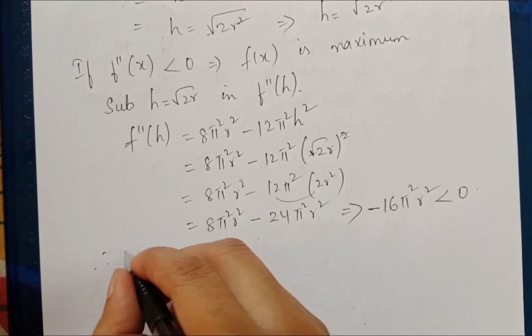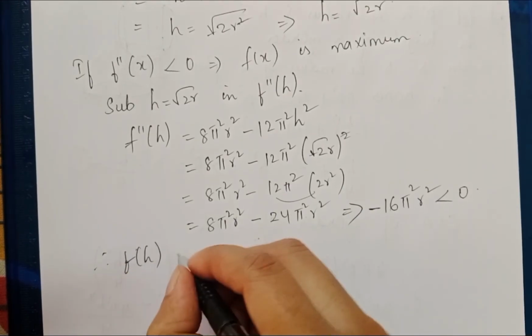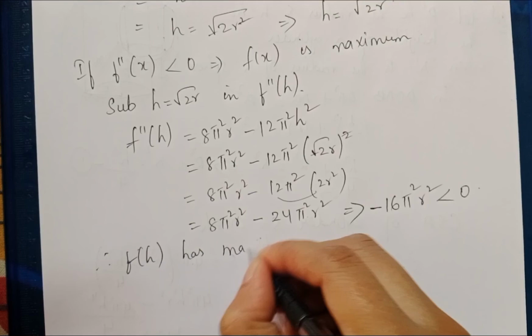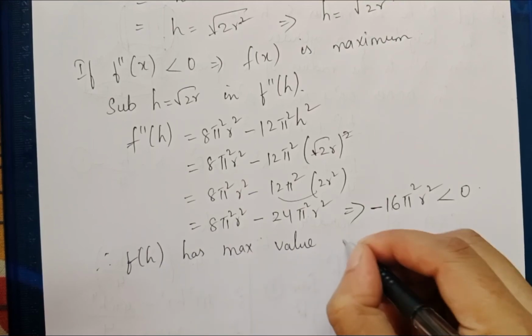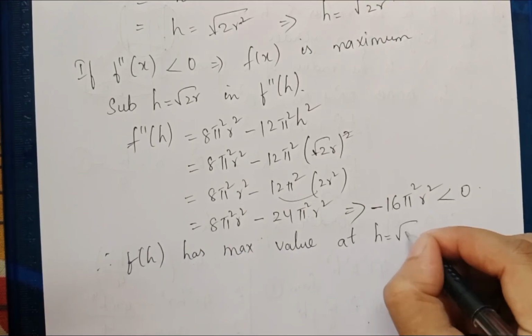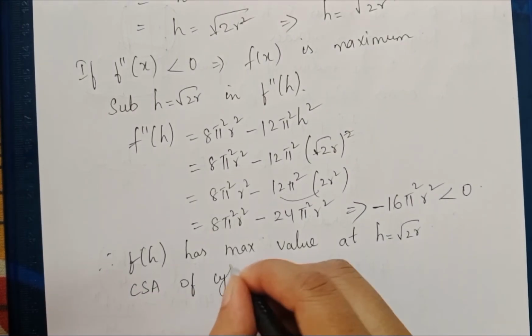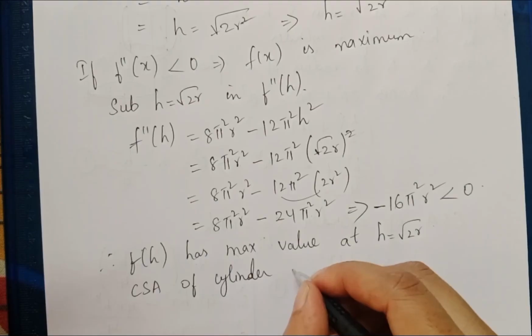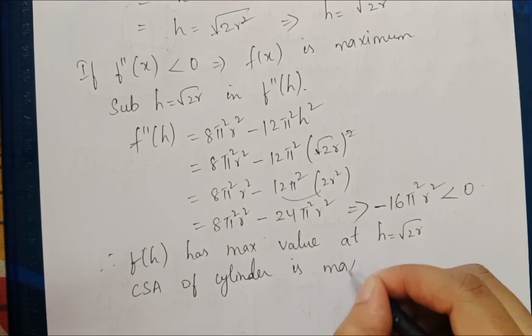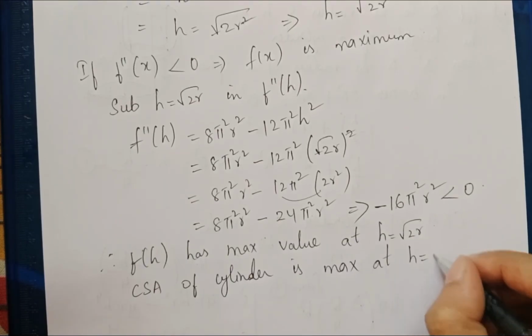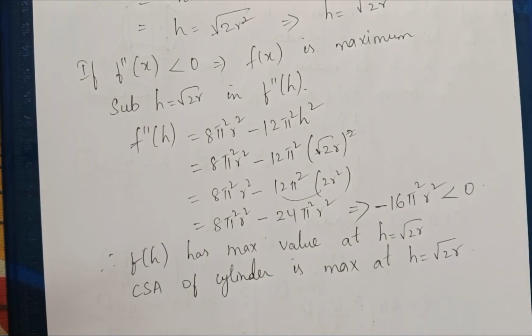Therefore, we can say that f of h has a maximum value at h equal to root 2 r, and the curved surface area of the cylinder is maximum at h equal to root 2 r.